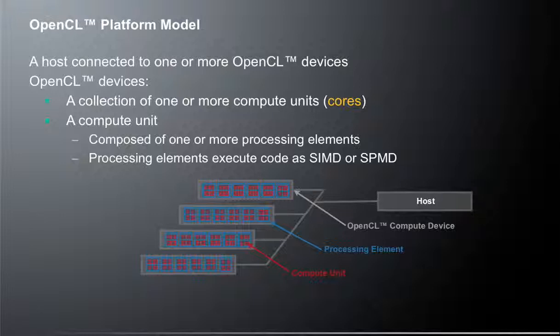So our OpenCL device is further divided into OpenCL compute units, and those are shown in blue here. A compute unit is composed of one or more processing elements. In that case, these are denoted in red. Our processing elements can execute code in a SIMD, or single instruction multiple data, or even a single program multiple data model. Now let's look at the OpenCL memory model.